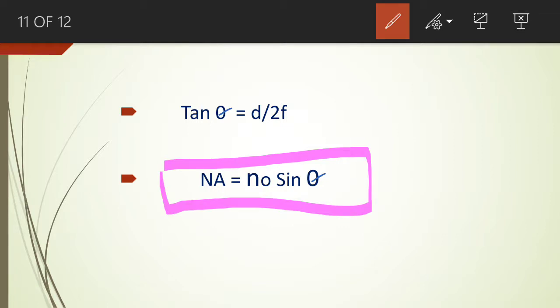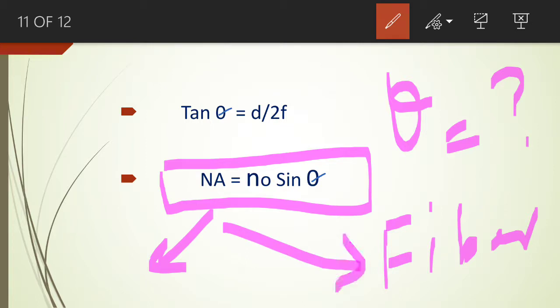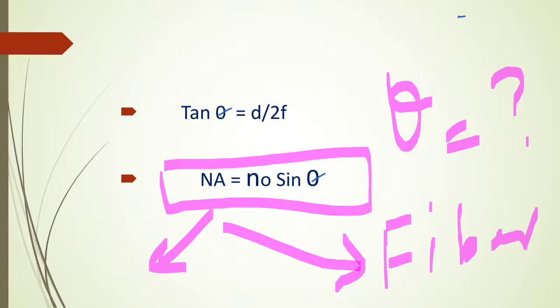Similarly, if the maximum acceptance angle of the fiber is known, we can calculate the numerical aperture of the fiber with the help of this equation as well. The numerical aperture of the fiber will be equal to n naught into sine of theta. We will do a few numerical examples in the upcoming slide.